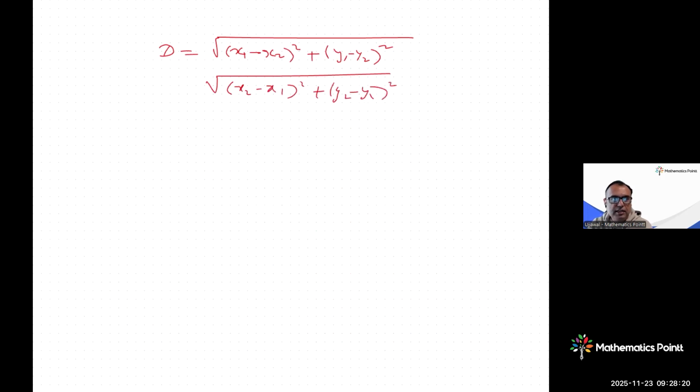Always remember, if you're taking x1 before, then you take y1 before. If you're taking x2 before x1, then you take y2 before y1. Is this clear to everyone? Simple, straightforward, no dramas here. Straight application of the formula. The distance formula is right in front of your eyes. I am now going to give you 2 points, and I am going to ask you to find the distance between the 2 points.